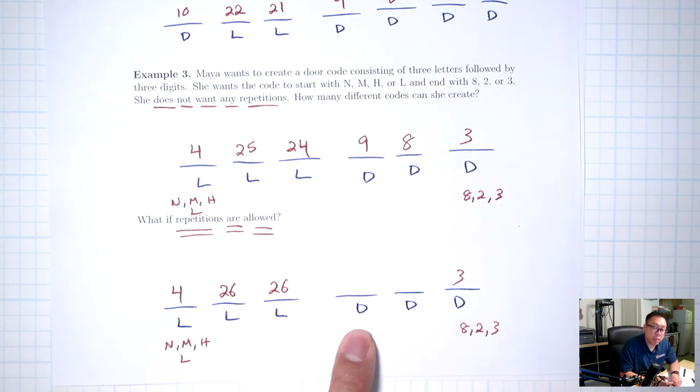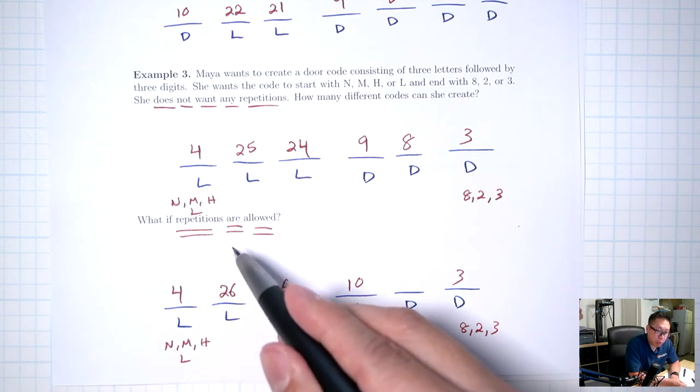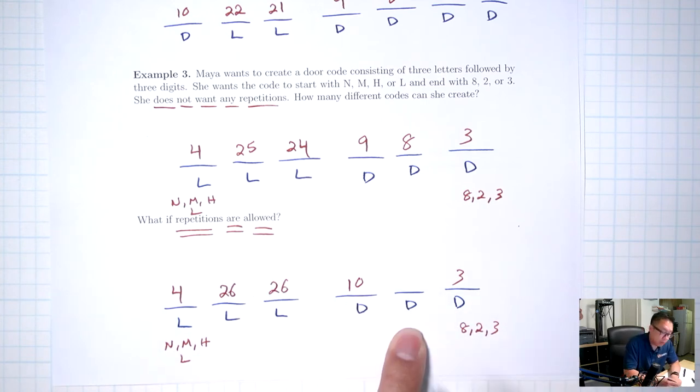Digit 0 through 9, so normally that's 10. We are allowed to repeat here, so we're going to use the full 10. Next digit 0 through 9, 10. We are allowed repetitions, so we're going to use the full 10.